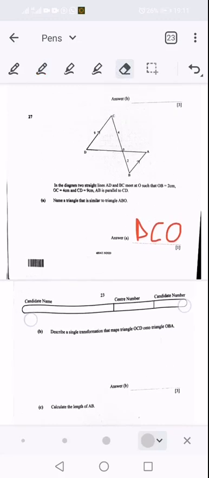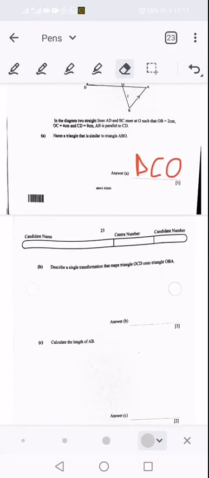We will leave that transformation one. The question says describe a single transformation that maps triangle DCO onto ABO. It makes sense when you know the topic. You just need to know the topic.